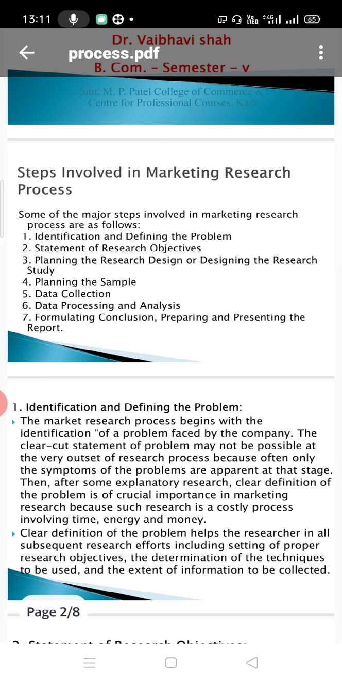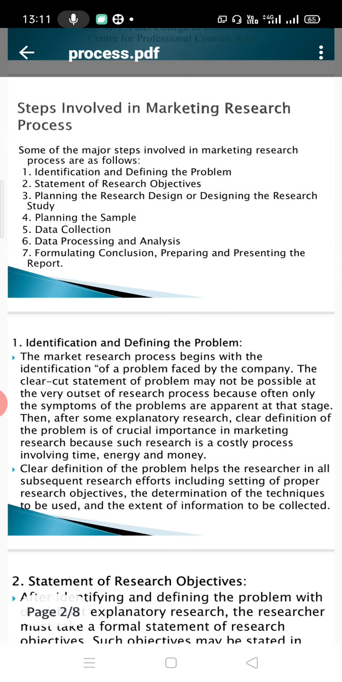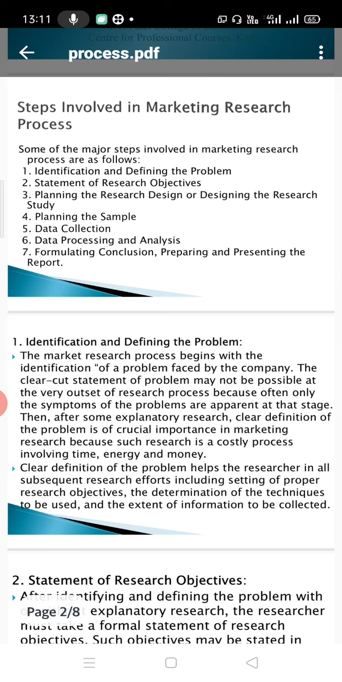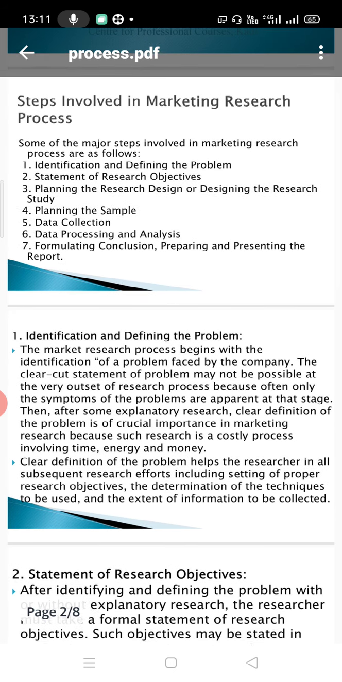First one is identification and defining the problem. See, the marketing research process starts with the identification of a problem faced by the company. If we don't have the problem, we don't require the research. So a clear definition of the problem helps the researcher in all the subsequent research efforts, including setting of proper research objectives, the determination of the techniques to be used, and the extent of information to be collected.